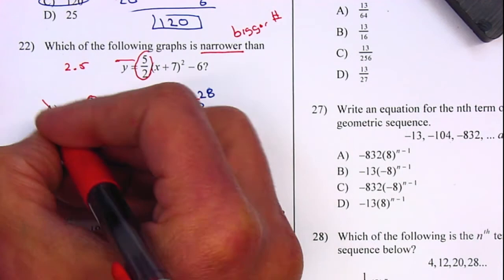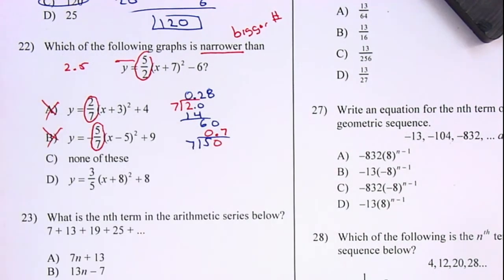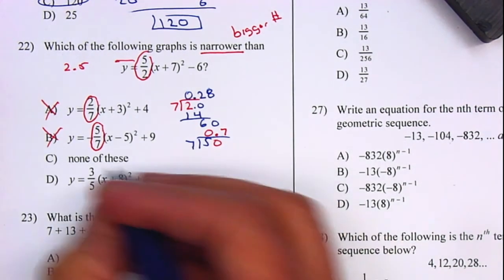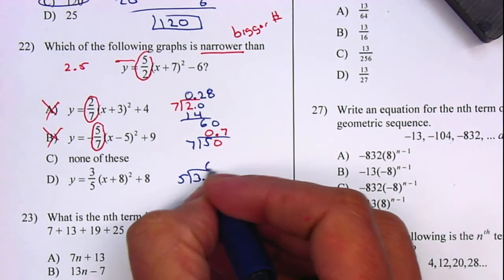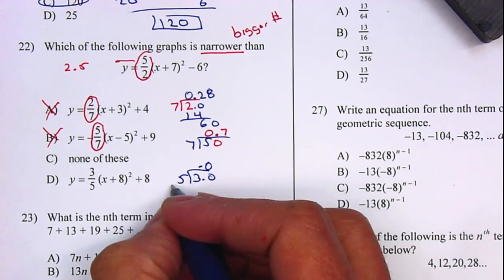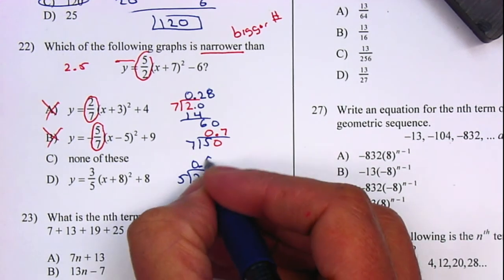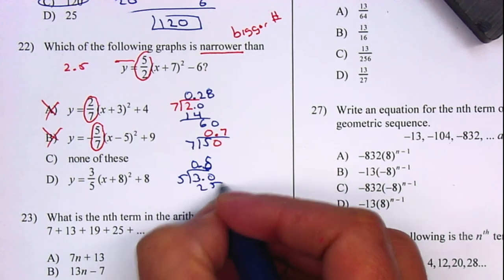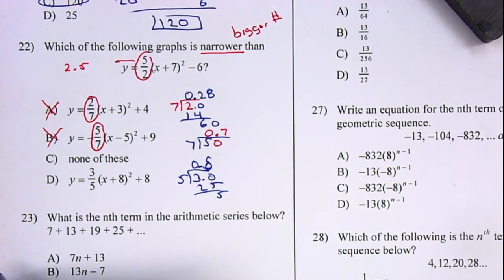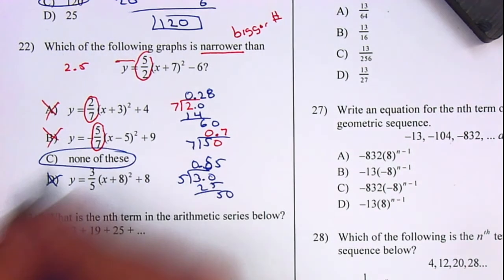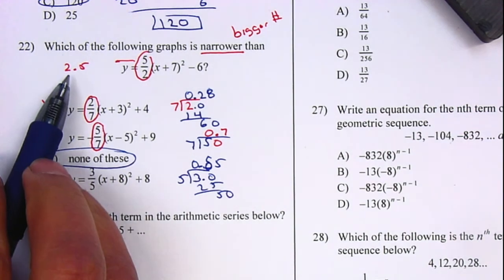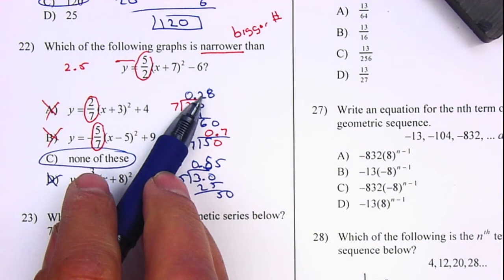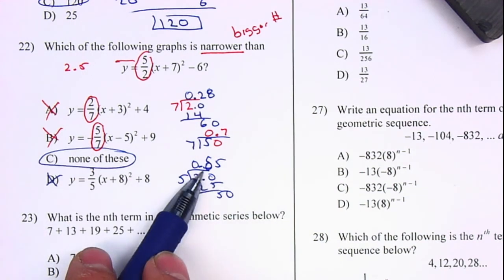So we're looking for a number that's bigger, so it's not A and it's not B. 3 divided by 5, 5 goes into 3 0 times. 5 goes into 30 5 times, it'll be 25. And continue on. So there'll be none of this. None of them are narrower than this graph. We needed something that was bigger, and this is 0.28, 0.7, 0.55.